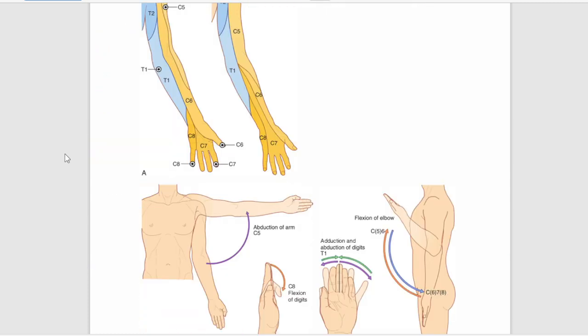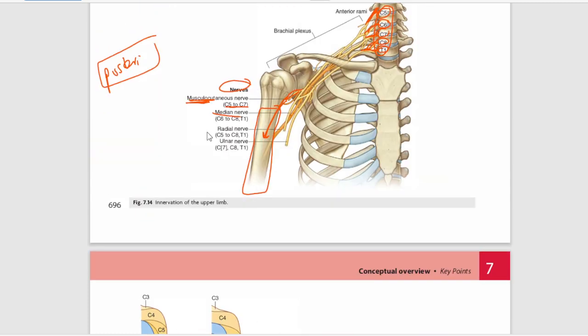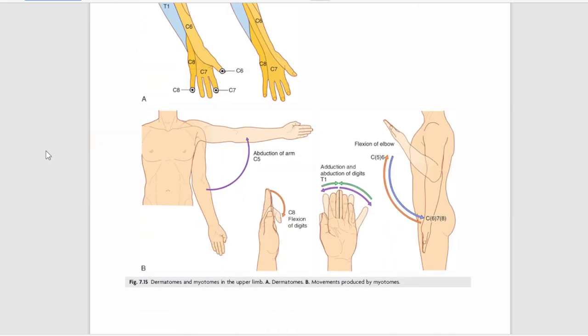Now if you see the roots, the musculocutaneous nerve has nerve roots C5 to C7. The median nerve has C6 to C8 and T1. And the radial nerve has C5 to C8 and T1. The radial nerve receives supply from all the roots, and the ulnar nerve is derived from C7, C8, T1. Okay. Now move ahead.